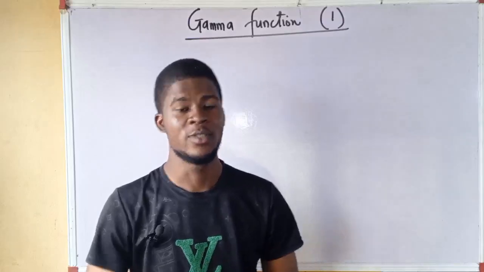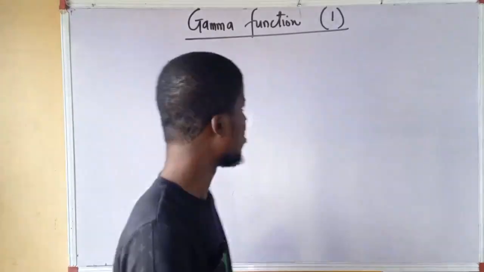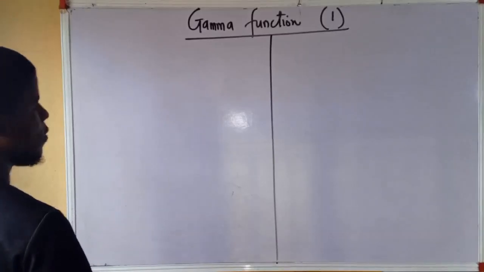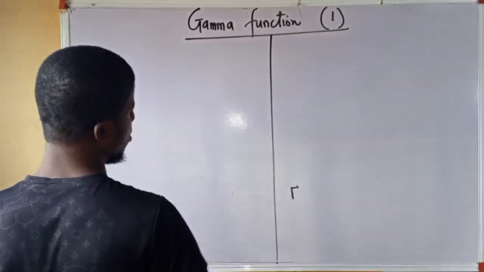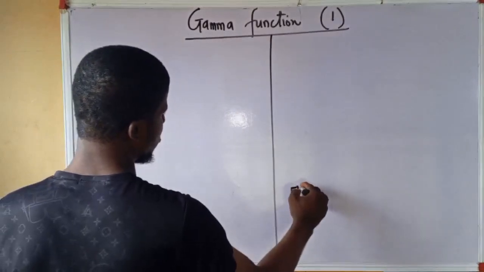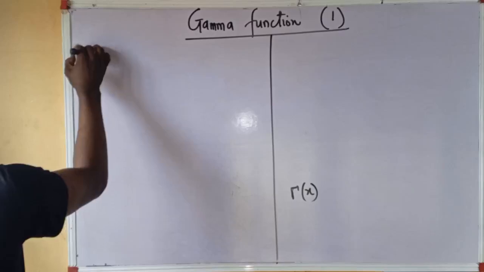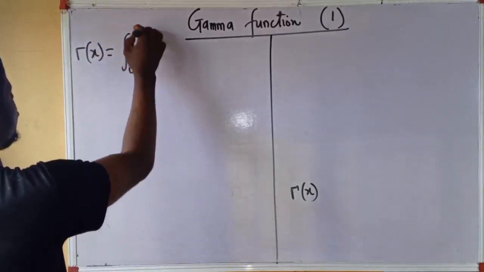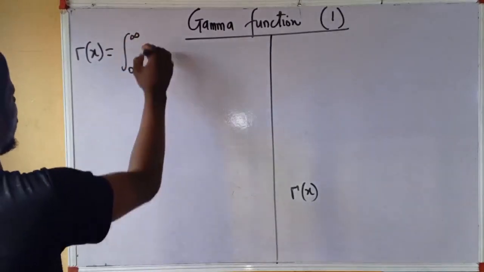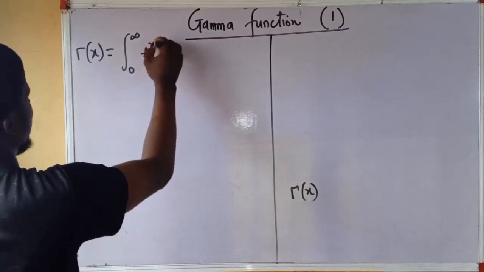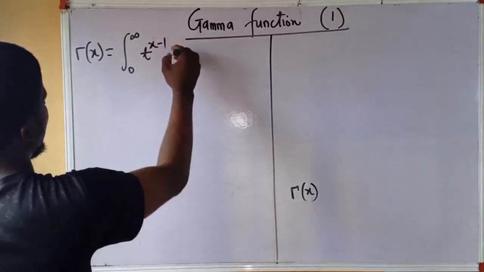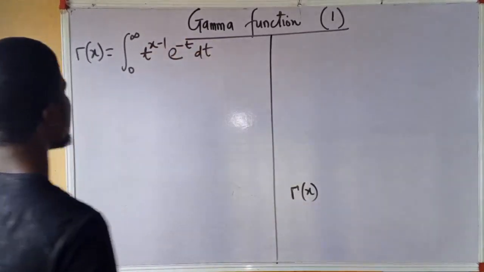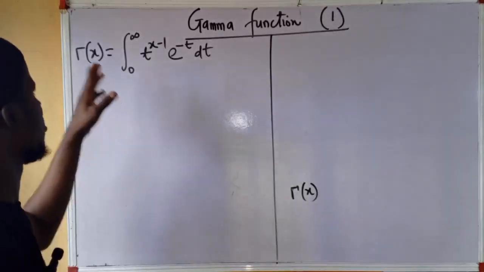In this video, we're going to talk about the gamma function. All right, gamma function. And this is the first video on the gamma function actually. Now, the gamma function of x, this is a symbol, gamma of x. So gamma of x is equal to the integral from 0 to infinity of t to the power of x minus 1 times the exponential function e to the power of minus t dt. All right, this is the gamma function.